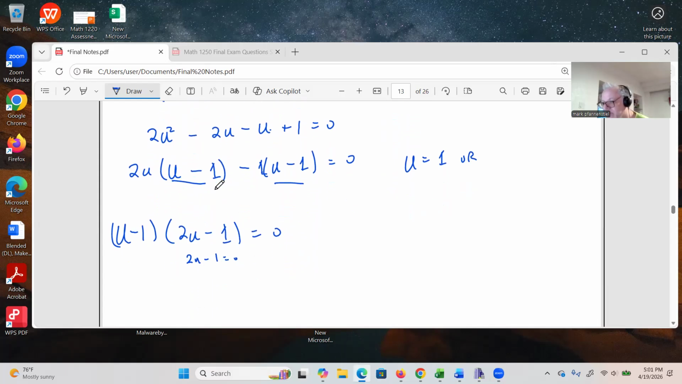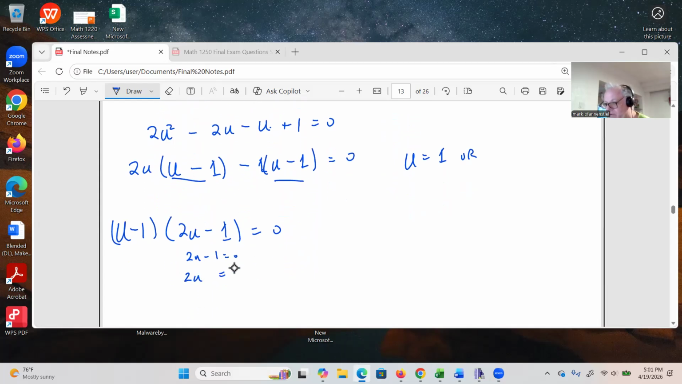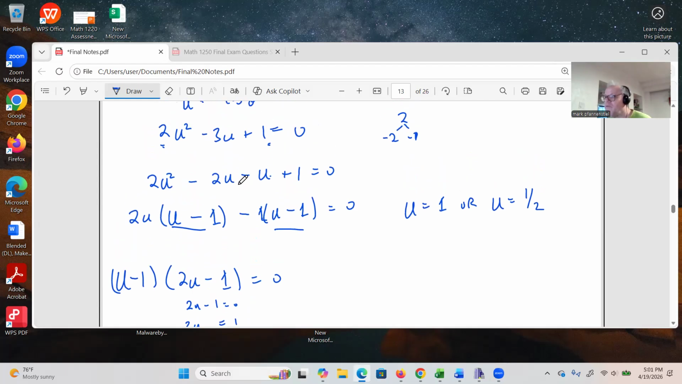So we'll say 2u is equal to 1, or u is equal to 1/2. What was u again? Well, u was cosine. So we have cosine of theta is equal to 1, or cosine of theta is equal to 1/2.